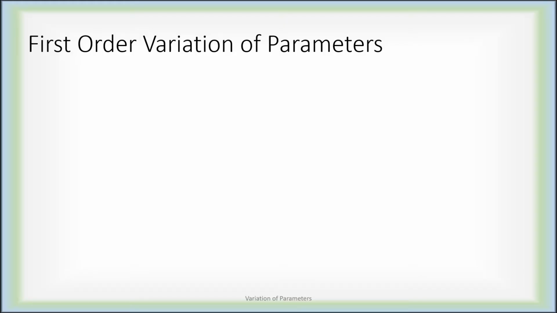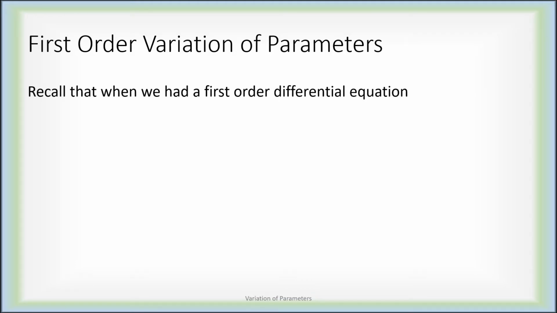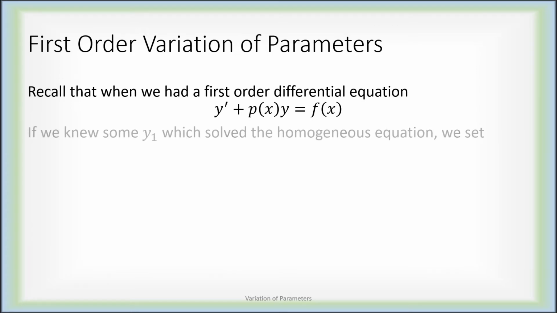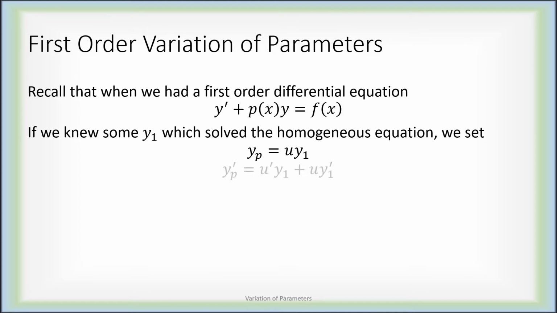Well, let's refresh how first-order variation of parameters works. Suppose we have a first-order differential equation of the form y prime plus a function of x times y equals another function of x. And let's assume I have a y sub 1 which solves the homogeneous equation. So y1 prime plus p of x y1 equals 0. I suppose that y sub p is some unknown function u times y1.